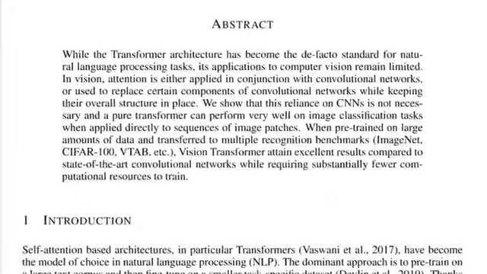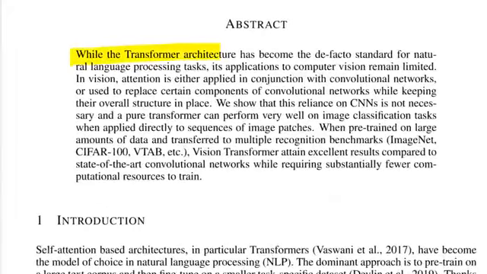So the paper says, while the transformer architecture has become the de facto standard for natural language processing tasks, and we know this, this is from the first Attention Is All You Need paper to things like BERT, GPT, GPT-2, GPT-3, transformers have revolutionized NLP. They say its applications to computer vision remain limited. In vision, attention is either applied in conjunction with convolutional networks or used to replace certain components of convolutional networks while keeping their overall structure in place, which is correct.